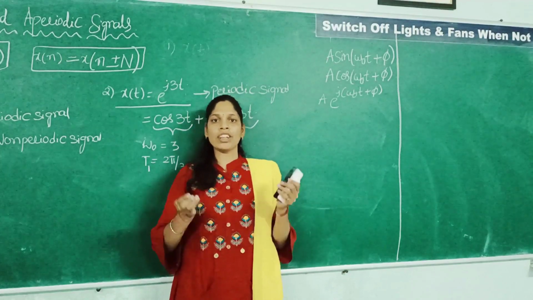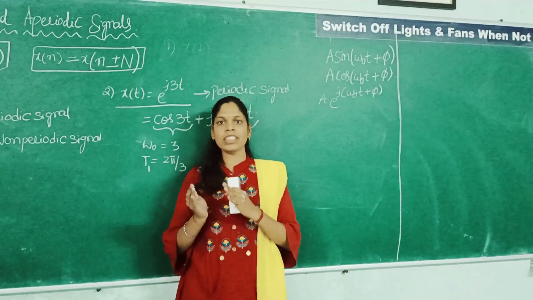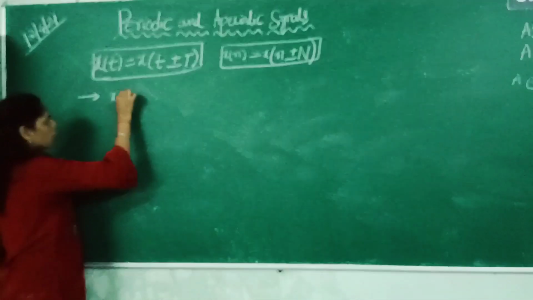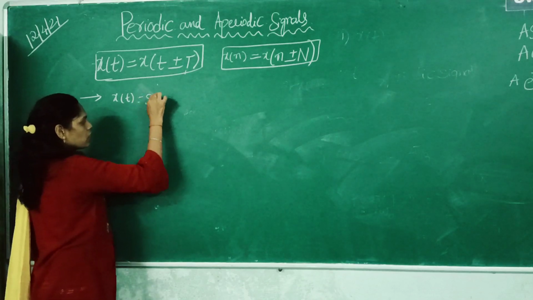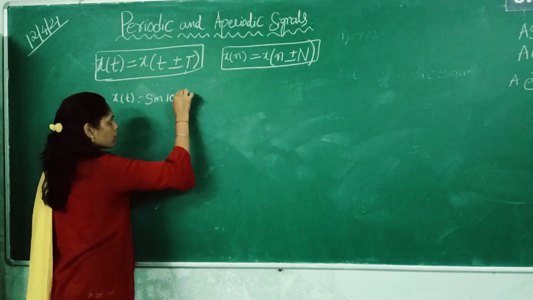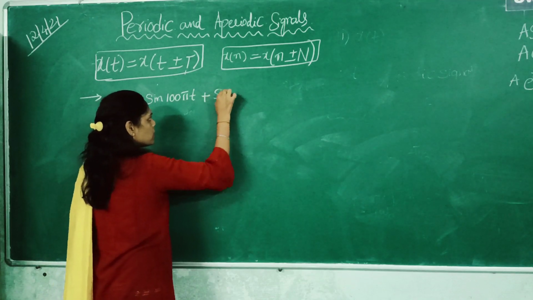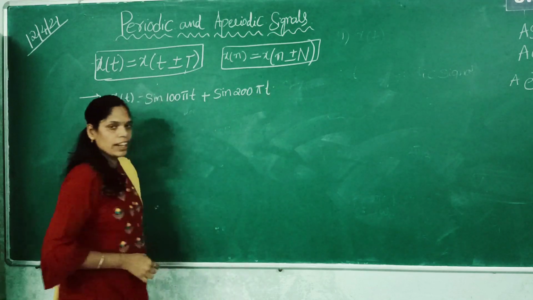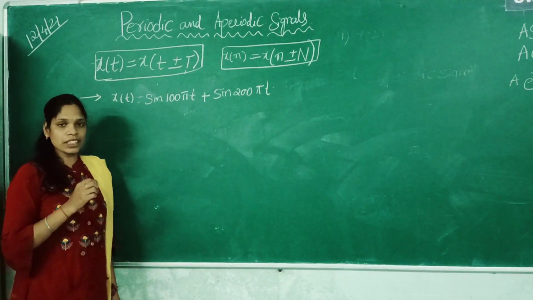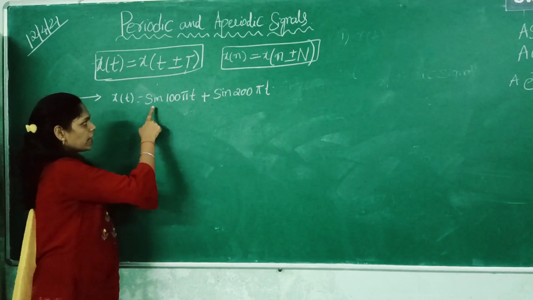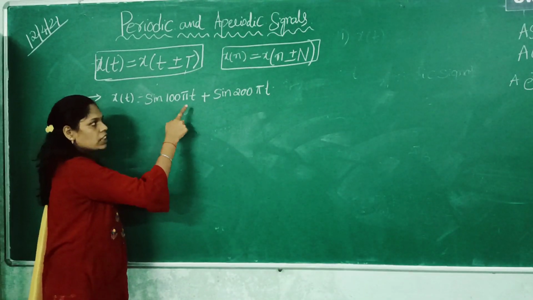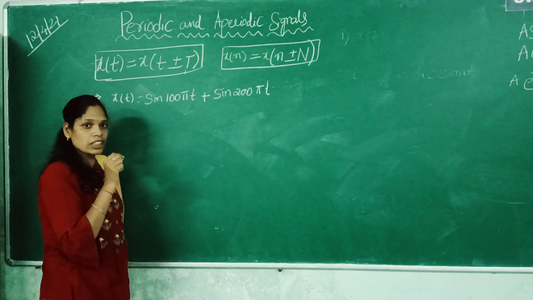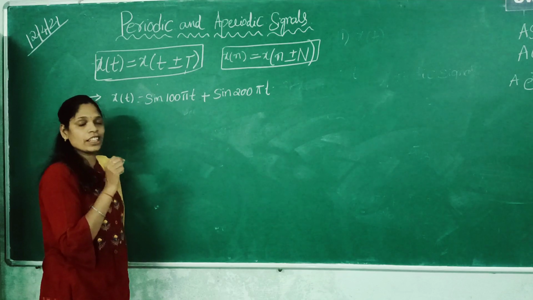Now let's move to when two periodic signals are added. What is the nature? One more example. x of t equal to, I have considered sin 100 pi t plus sin 200 pi t. Here I am adding two continuous time periodic signals. So sin 100 pi t is a continuous time signal as well as sin 200 pi t. If we add two continuous time signals, we will see whether it is periodic in nature or not.